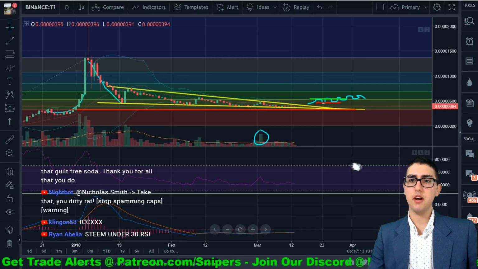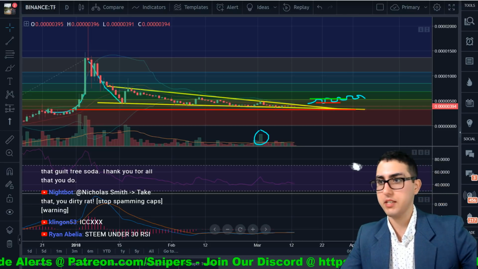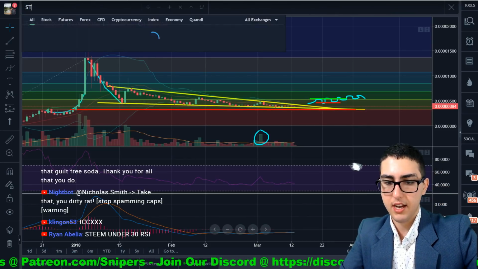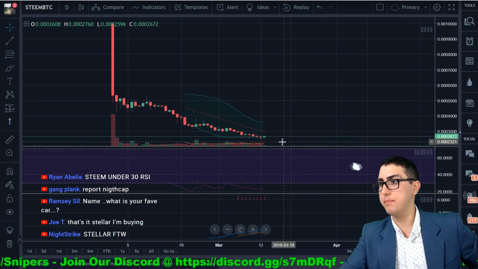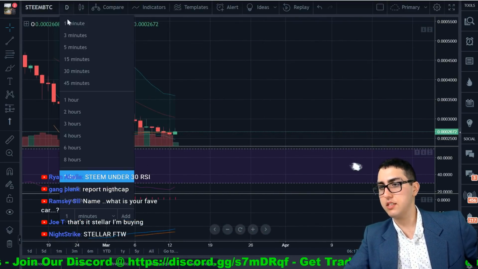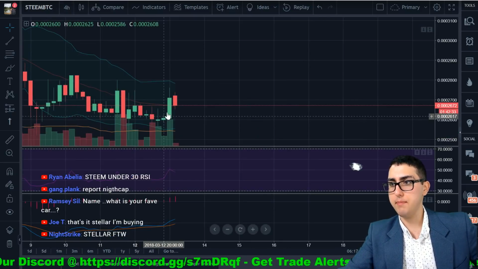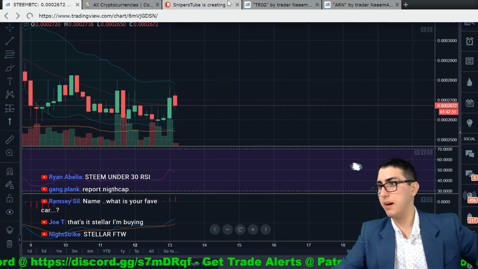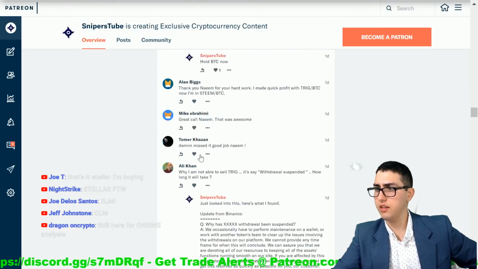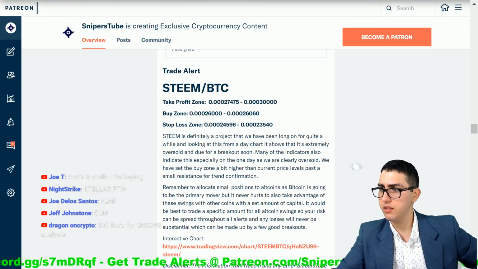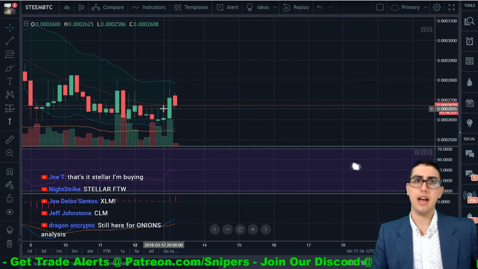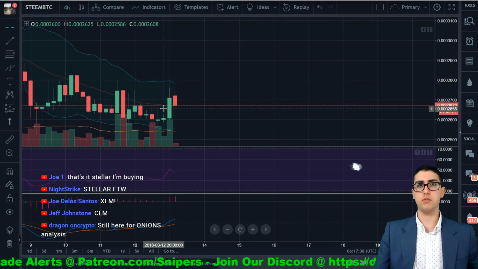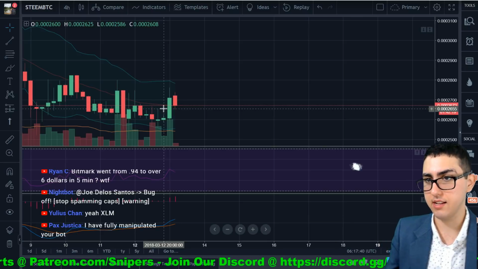Somebody said Steem under 30 RSI. Yes, we actually had a successful Steem alert too. We had a Steem trade alert on Binance where it popped. And you can see on the 4-hour where that happened right here. We saw that initial pop, and that was called out. I think we had the buy zone at 2600, and then that's when that popped. I had the wrong chart on the trade alert posted, so that was the actual Binance prices.